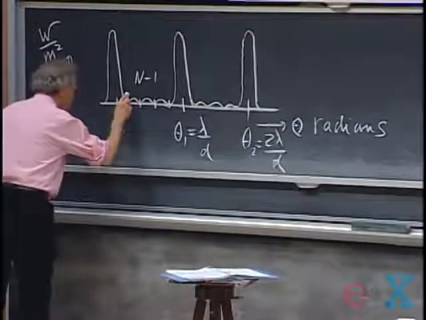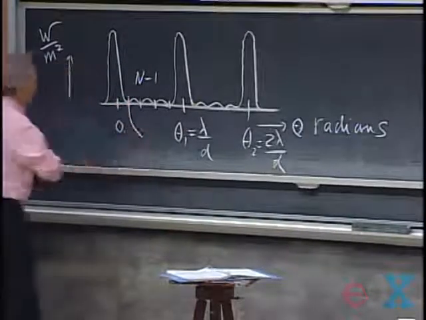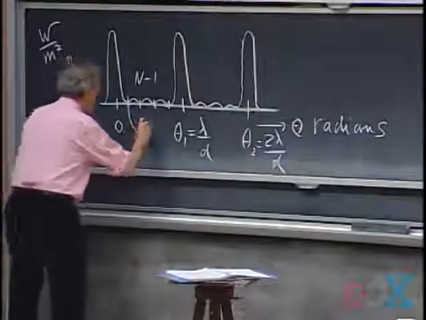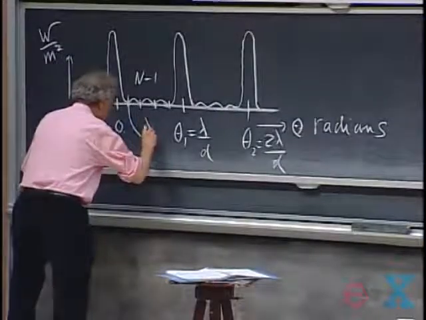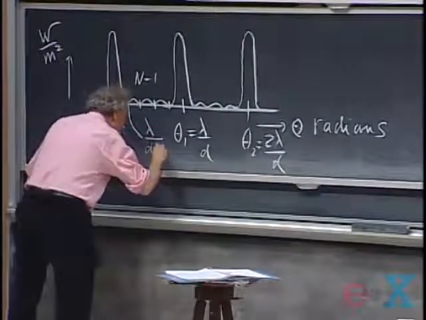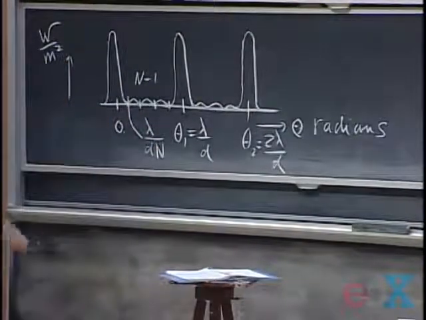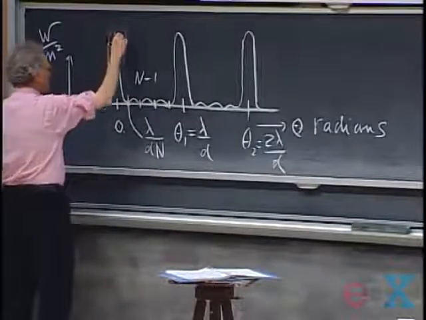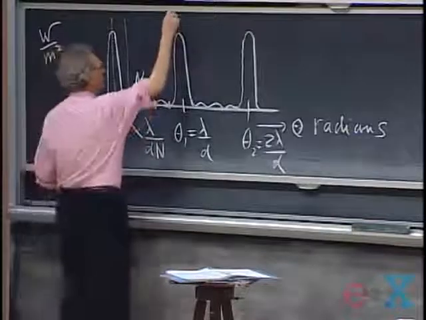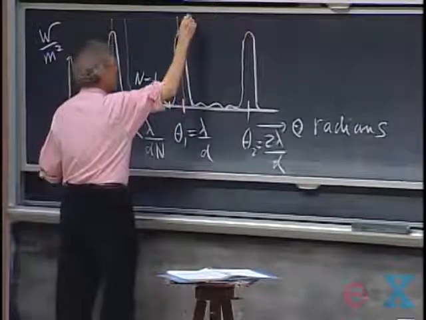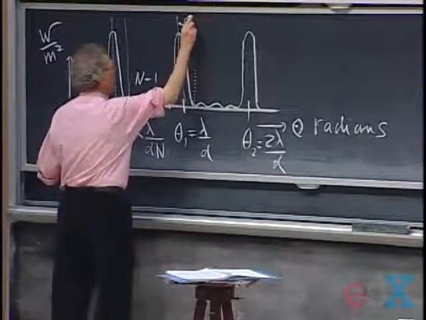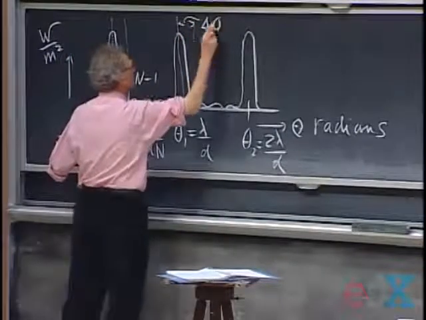Now this point, this first location where we hit the zero, that now is at the position lambda divided by d divided by capital N. And I will call that angle from the maximum to that zero, from this maximum to this zero, I will call that angle for now delta theta.